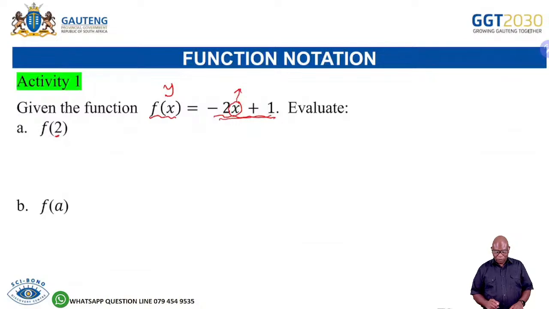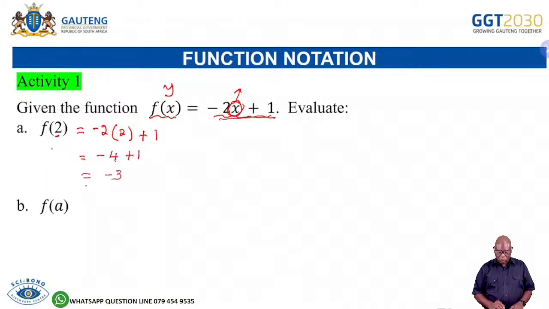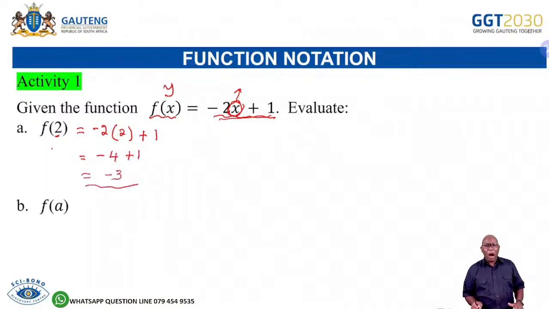by 2. So I'll have f of 2 equals, and I'm no longer going to write negative 2x. What should I write? Negative 2 times 2, then plus 1. I must not forget that plus 1. Then the output that I'm going to get will be negative 4 plus 1, and that will be negative 3. So the input was 2, and the output now is negative 3.